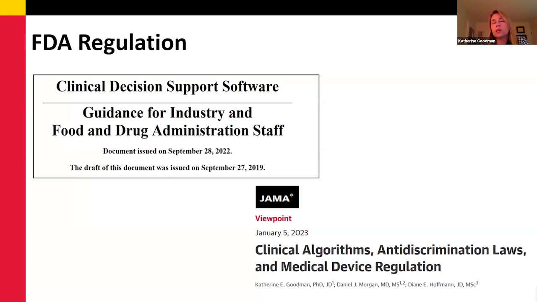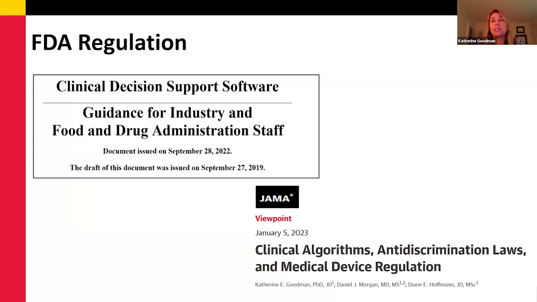In late September 2022, FDA issued what's called final guidance for clinical decision support software. FDA rarely issues new regulations. They often go through a route of guidance documents, but it effectively has the force of regulations. You do not want to fail to comply with FDA's final guidance recommendations.